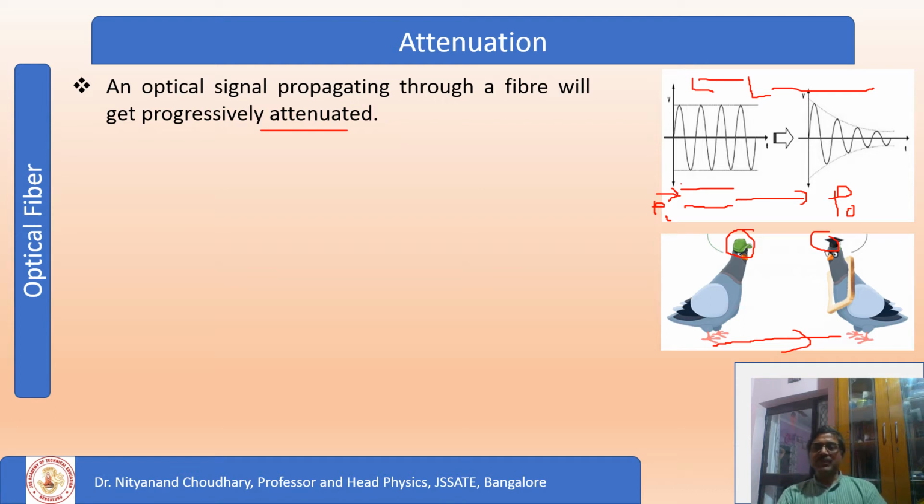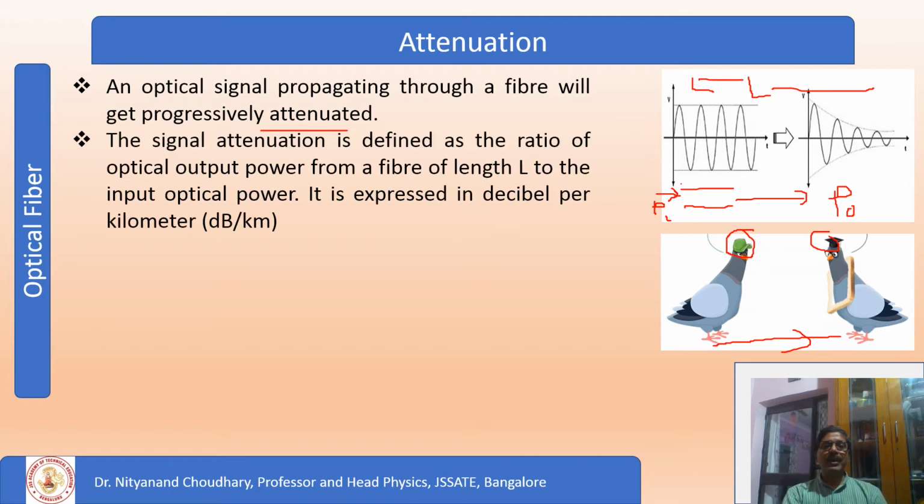Now the value of the attenuation, if the signal travels for a particular distance L, has been mathematically calculated, and it is given by alpha is equal to 10 upon L log Pi upon PO, where Pi is input and PO is output. So this alpha is called your attenuation coefficient. This is how, following this equation, the intensity is going to be attenuated. I think you must have understood this.